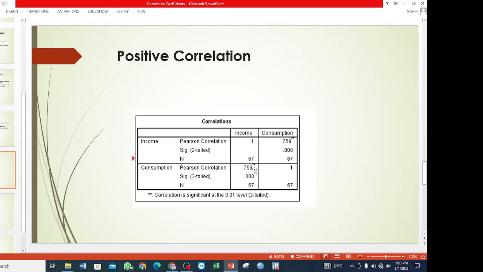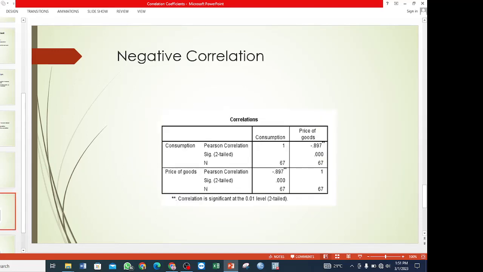Also note that 0.759 is close to +1, and that would mean that the correlation between income and consumption is strong. So we would say that there is a strong positive correlation between income and consumption. So that is for a positive correlation.